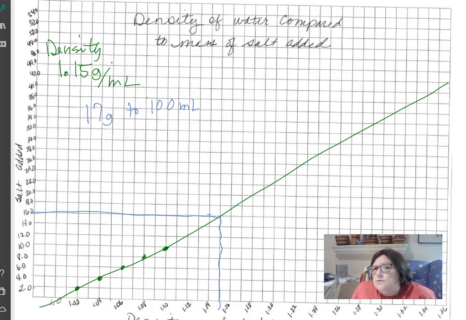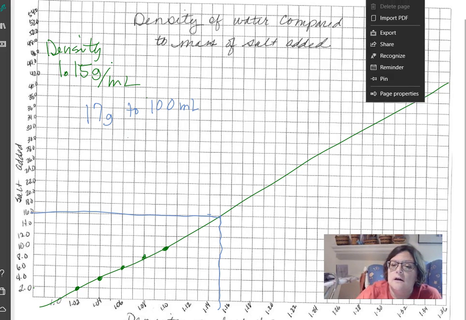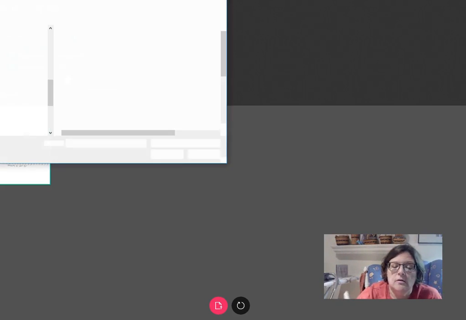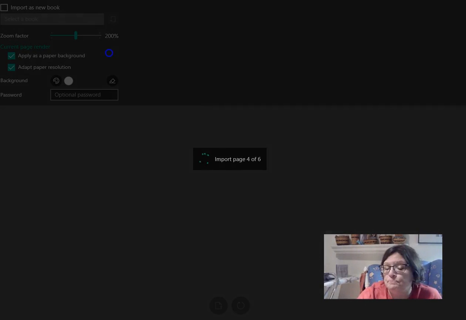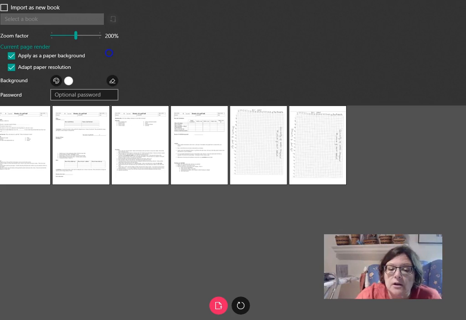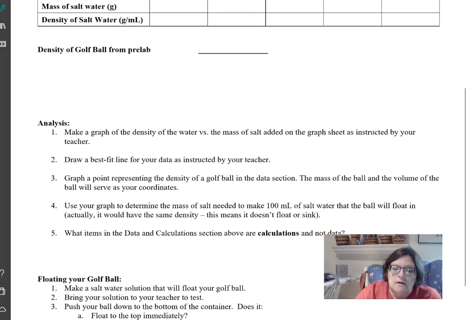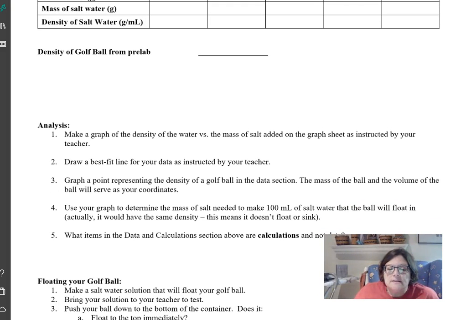Now, if you pour 100 milliliters of water into a beaker, you're going to find that doesn't work. It's not deep enough. So if we go back and look at our instructions, it says make a graph of the density of the water versus the mass of the salt. Draw a best fit line. Graph a point representing the density of the golf ball. That's what I did in blue. Use the graph to determine the mass of salt. I've determined that I'm going to add 17 grams for every 100 milliliters of water.